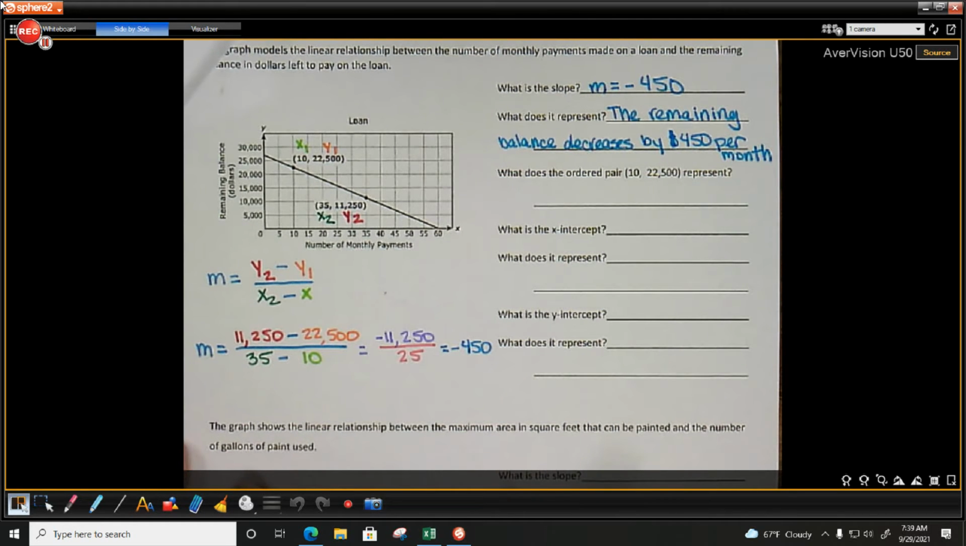Okay, are we okay with that? It's always y per x. How do I know it's y per x? Slope is y over x. Okay.